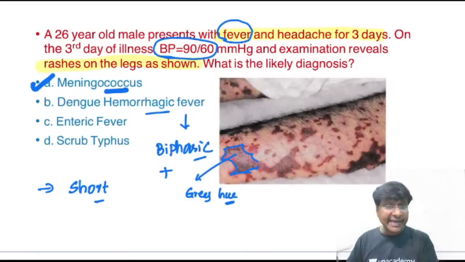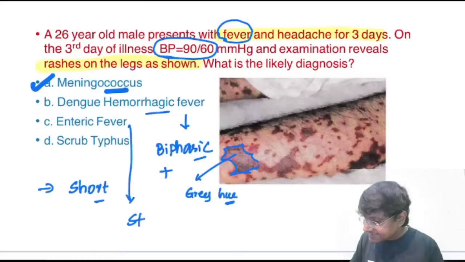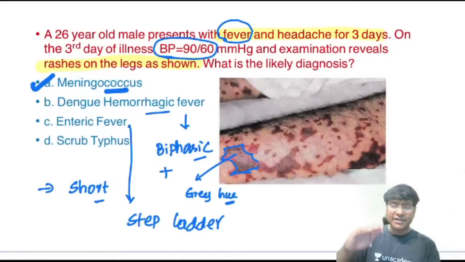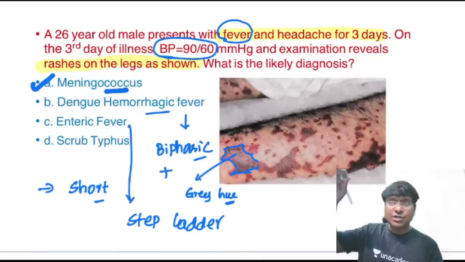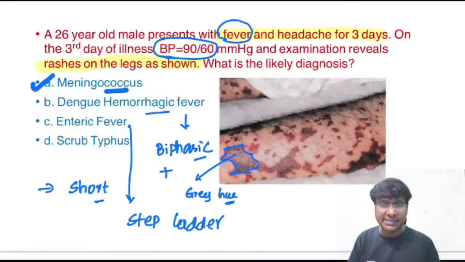If you take enteric fever, what will be the characteristic pattern of the fever? In patients with enteric fever, it will be a step ladder pattern of fever. That means every day the intensity of the fever will be gradually increasing, and enteric fever is ruled out due to absence of hepatomegaly.